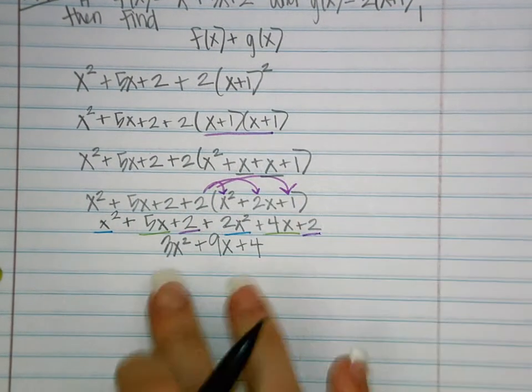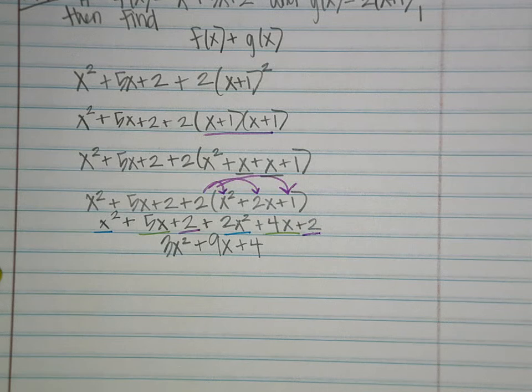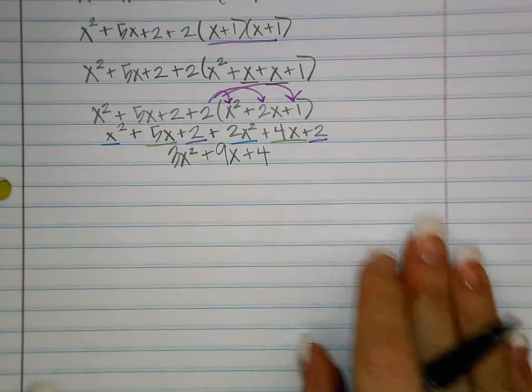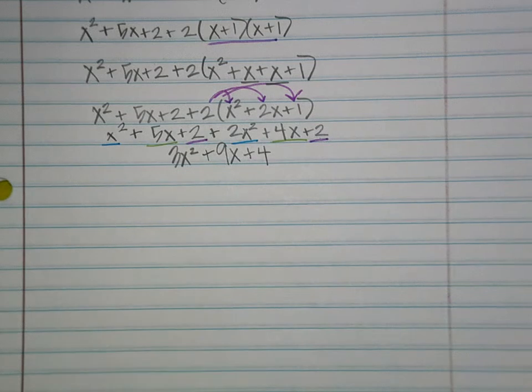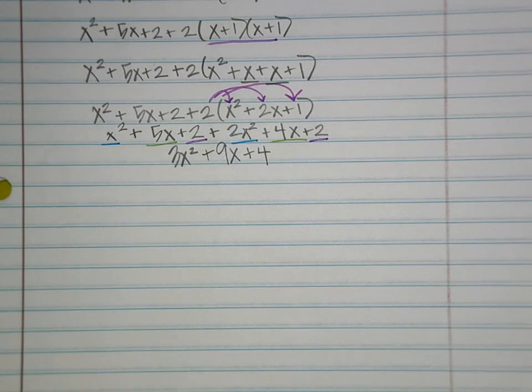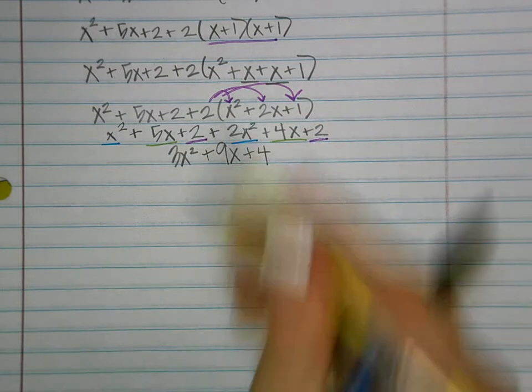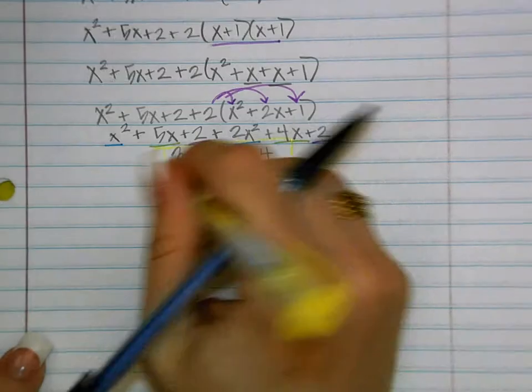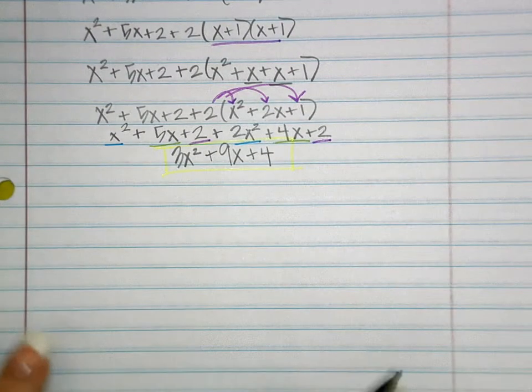Now, should I factor that? Should you try to factor that? No. Okay, we're just trying to find the sum. So you're just adding things together. Once you've combined all your like terms, we are not trying to factor that. The question here did not say factor, so don't.